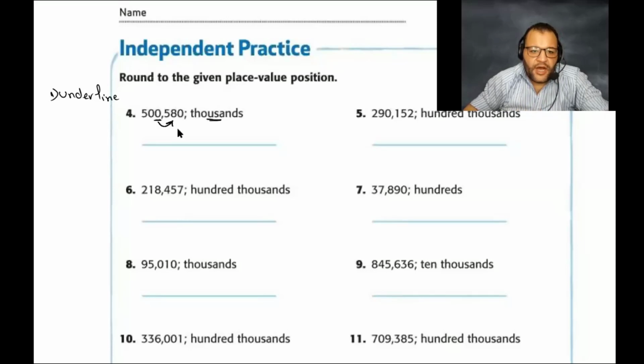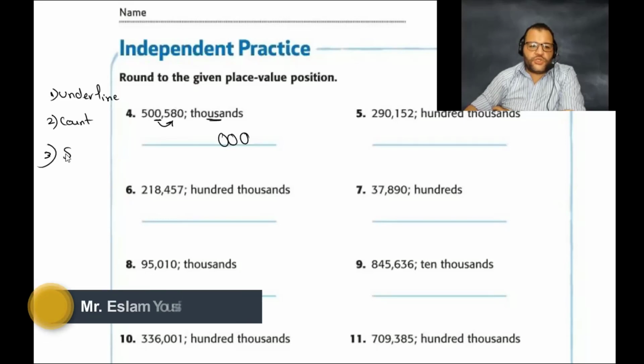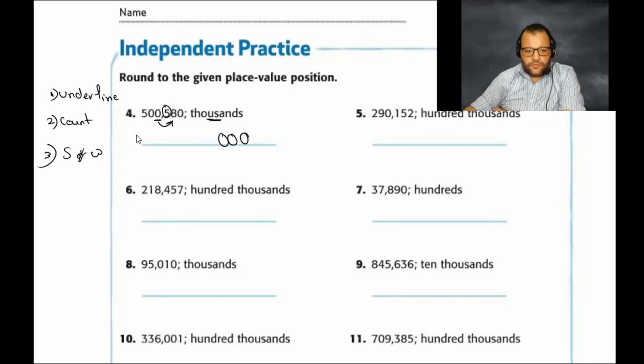Then look at the right. How many digits? Count them and replace them with zeros. 1, 2, 3. So I will write 3 zeros. Then check if the digit is from the strong or from the weak numbers. It is strong. What will happen if you find a strong number? We add 1. So 500 plus 1 equals 501.